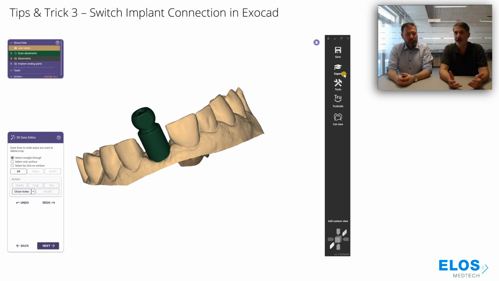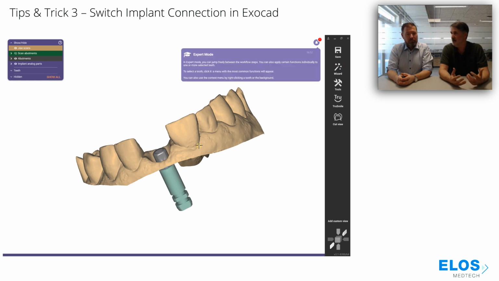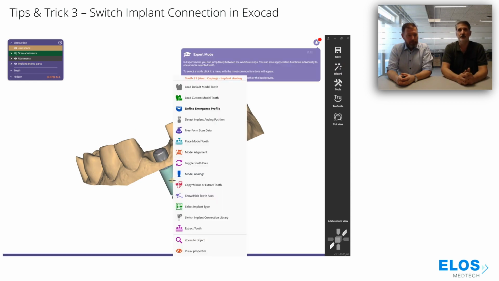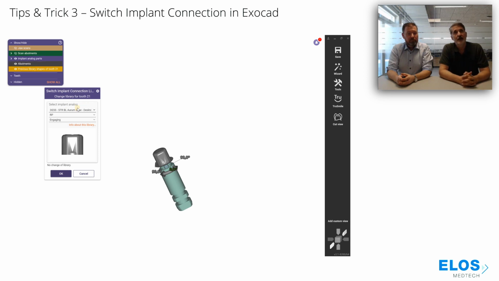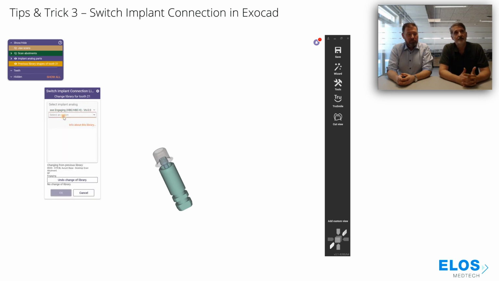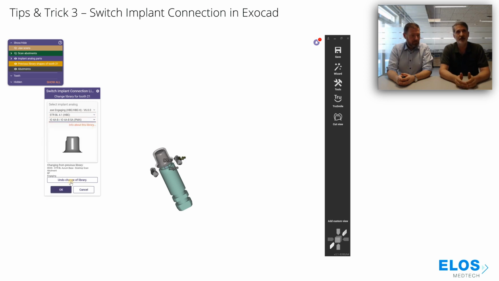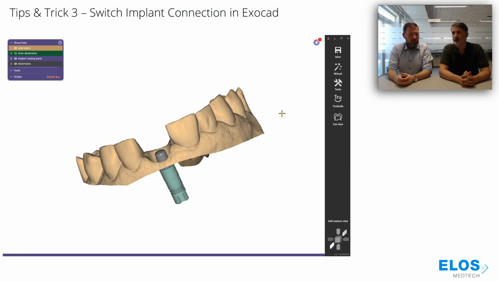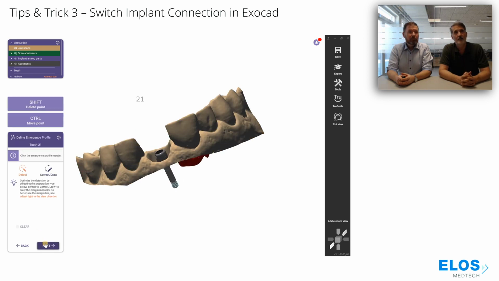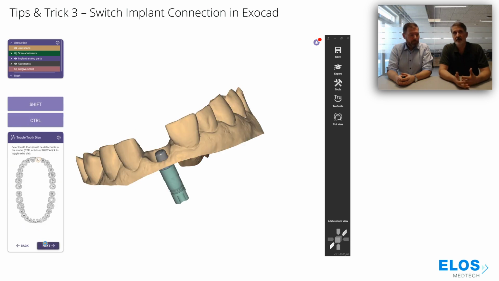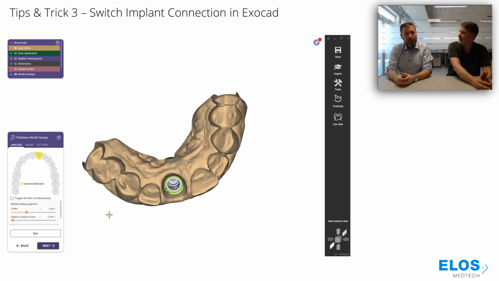So probably you get a scan with a different scan body, which you are not familiar with, but you want to use the Elos PMA because you have better results in your printing process. Now in this Exocad software, you have the possibility to switch the implant connection. That means starting with a different scan body, but switching to the Elos Analog. In the expert mode, you can use that feature, and going back to the wizard, you can create a model with the Elos PMA, even if you start with a different scan body.